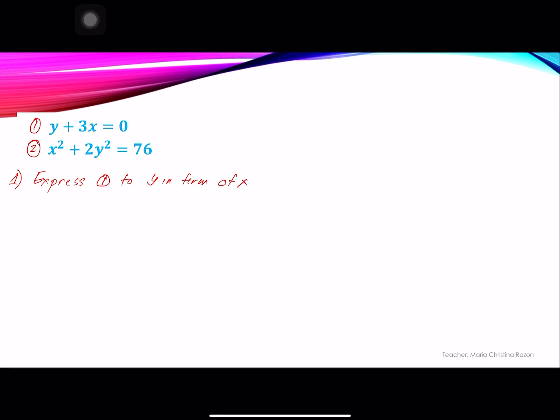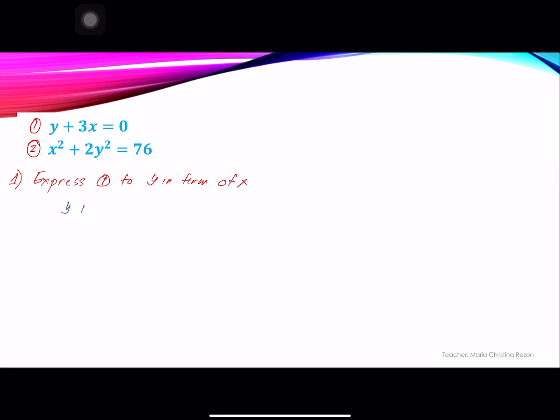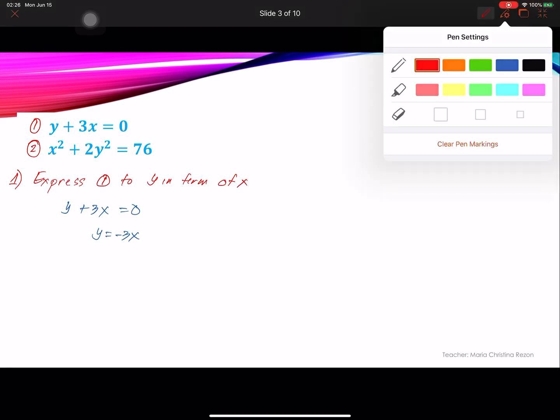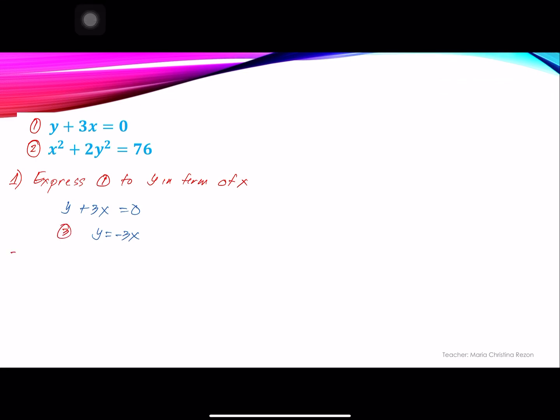When you express the first equation to y in terms of x, then you will have y plus 3x is equal to 0, then y is equal to negative 3x. And then you call that equation 3. After that, your second step is substitute equation 3 to equation 2.